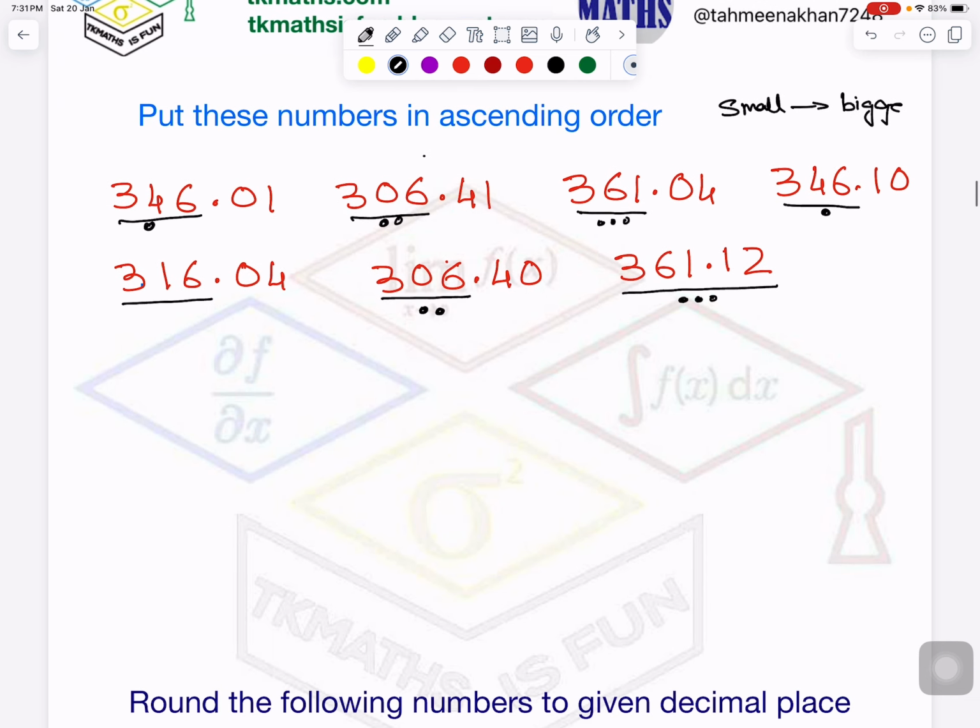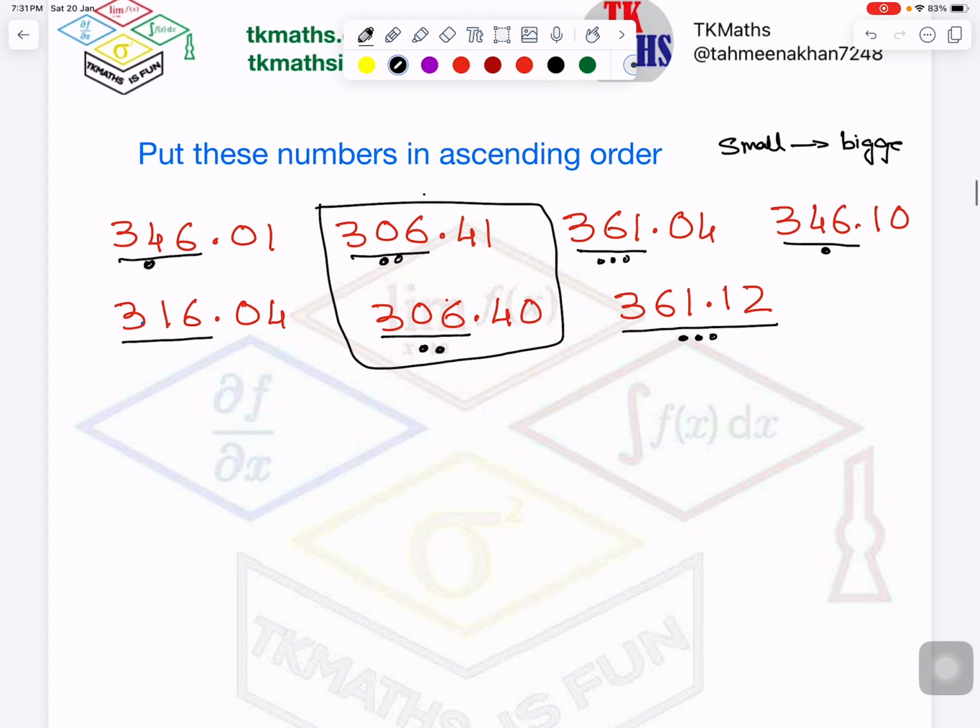So out of these two, first of all I will decide which one is smaller. Okay. So now I will see the digit after decimal. It is 41 and it is 40. So if you see it as a layman number 40, some student read it 0.40, 0.41, which is wrong. But for your own understanding, 40 is less than 41, right? So your smallest number is 306.40. Then 306.41. Now 306 is finished.